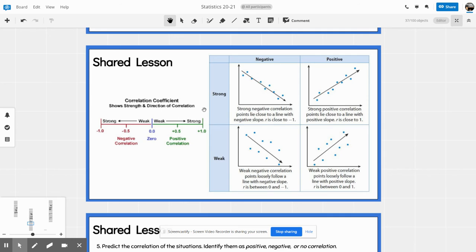And you can see that right here. It shows you this little scale. So I would maybe take a screenshot of this, copy it down to a piece of paper if you would like, but this is a good visual to keep around.